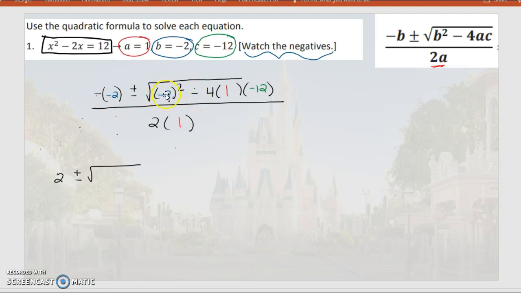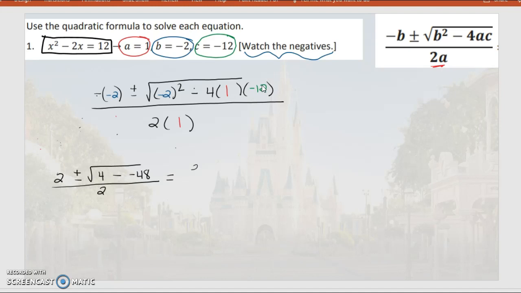Negative 2 squared is negative 2 times negative 2, which is 4, minus 4 times 1 times 12, which is negative 48. I'm pretty sure. Yes, negative 48, all over 2 times 1, which is 2. All right, we're making our way down.